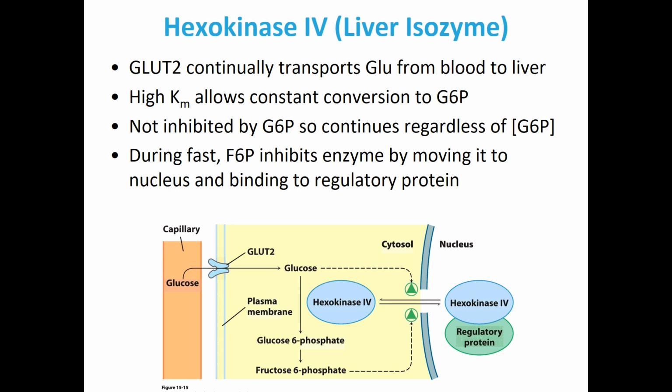Another way we regulate this enzyme is by a regulatory protein. When we have a large amount of fructose 6-phosphate, meaning we do not need to do glycolysis anymore, we will actually remove the hexokinase out of the cytosol and hide it in the nucleus bound to a regulatory protein. If we have a large amount of glucose brought in by this glucose transporter, that glucose will activate this hexokinase to release the regulatory protein, move into the cytosol, and begin converting glucose to glucose 6-phosphate.